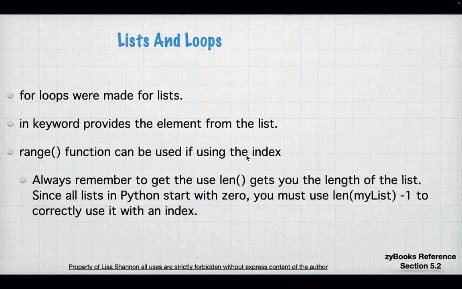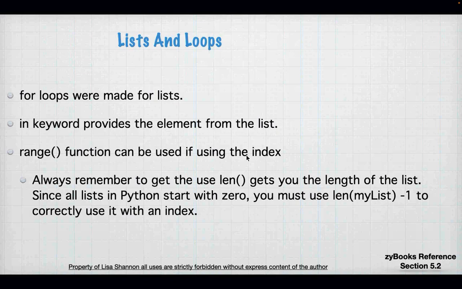Lists and loops. For loops are made for lists. Lists are finite. They are not infinite. They do not rely on the fact that somebody is saying, you know, left, right, up, down, or quit. The in keyword provides the element from the list. It can also get you the index value from the list if you use it with the range function and len. These are just some reminders from some stuff we did with strings and that we've kind of done through labs, but I wanted to make sure that it was explicit.